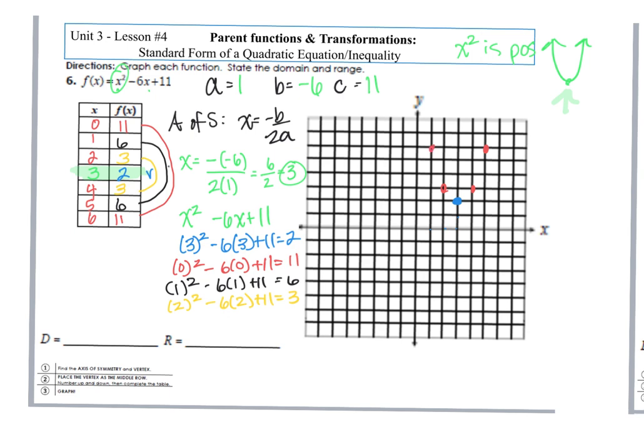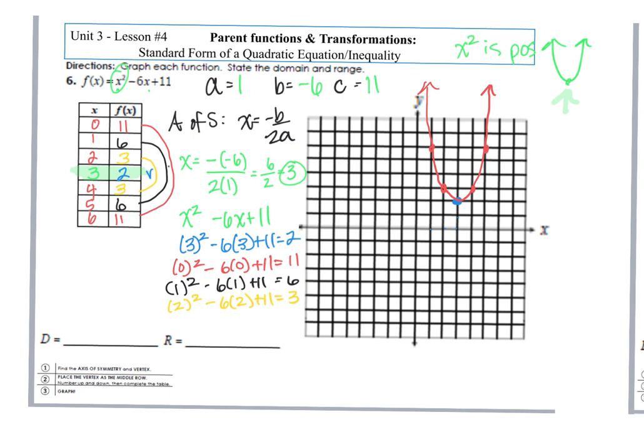And either side of that, we're going to 11, which I cannot fit on here. So we'll just know that it's going up. Again, make sure that bottom is rounded and not pointy like a V. Okay, so there's my parabola. Let's finish up by answering our domain and our range down here.